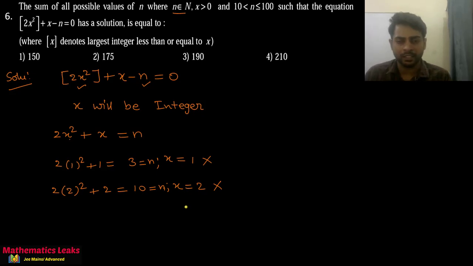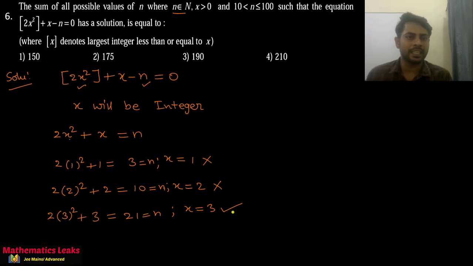Now we will check for x equals 3. So at the place of x obviously we will put 3. So we will get here 2 into 3 square plus 3. So its calculated value will be coming 21. So n is equal to 21 when x is equal to 3. So 21 is a possible value of n which is lying in between 10 to 100. So x equals 3 is acceptable here, for which 21 will be the possible value of n in the given restriction.